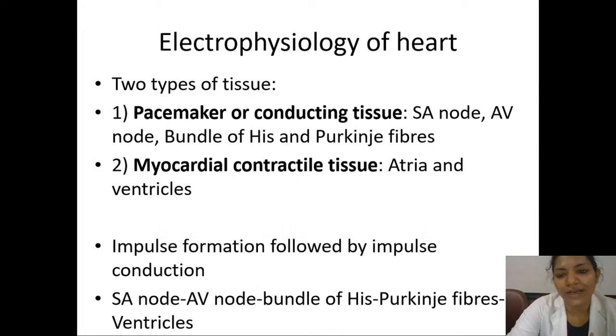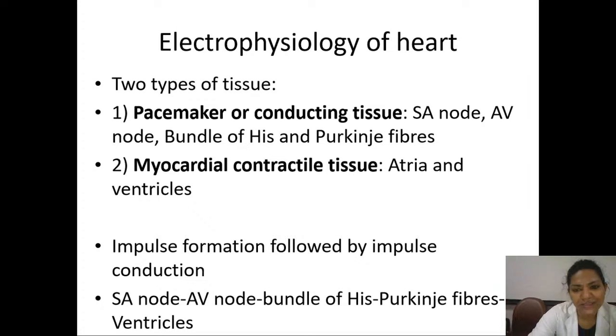Okay. Now, electrophysiology of the heart. Basically, our heart consists of two types of tissues: either pacemaker or conducting tissue, or myocardial contractile tissue. Pacemaker or conducting tissue consists mainly of the SA node. Apart from this, the AV node, bundle of His and Purkinje fibers are also a part of conductive tissue, right? Myocardial contractile tissue consists of atria and ventricles.